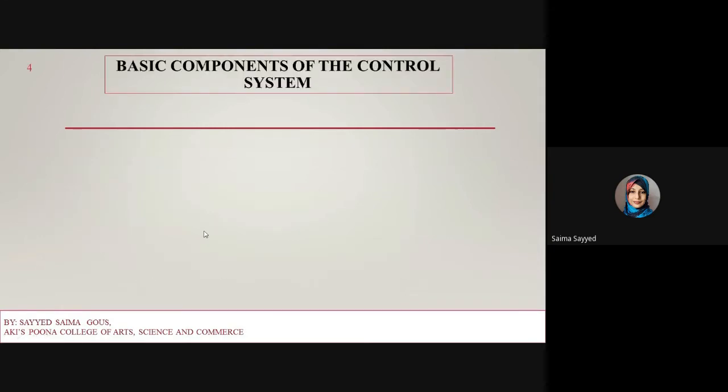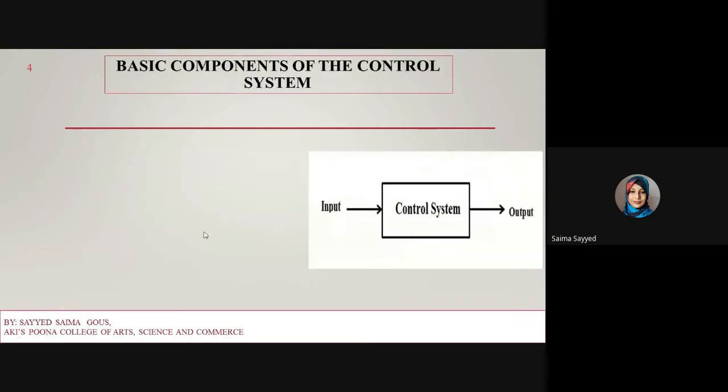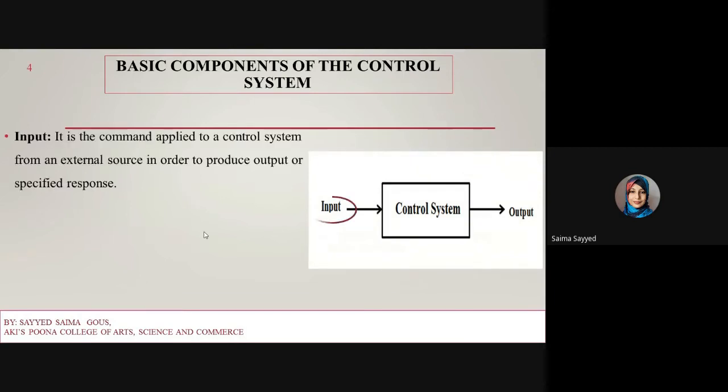Next, basic components of the control systems. Now we will see what are the basic components of control system. First is input. So what is input? Input is a command applied to a system from an external source in order to produce output or a specific response. So here input is external, we are applying some command from an external source to produce the output.